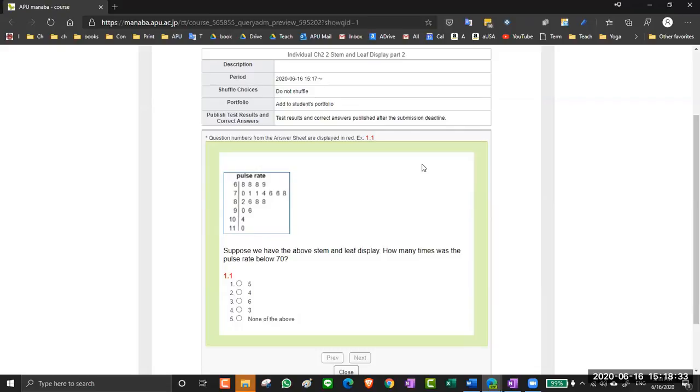Okay, 15 seconds. Okay. So what's the answer here? 4. Suppose we have the above stem and leaf. How many times is the pulse rate below? Yeah, that's right. The answer is 4.